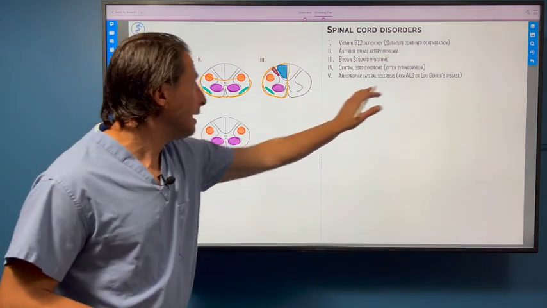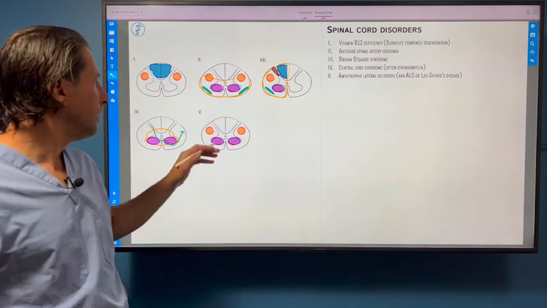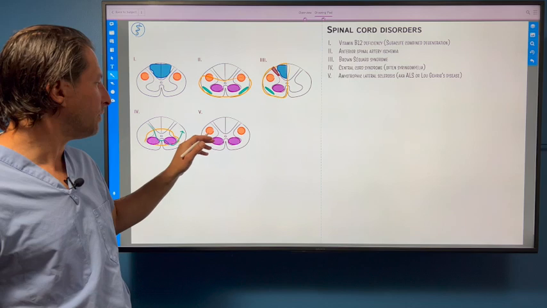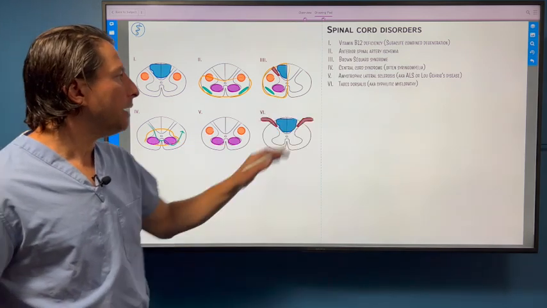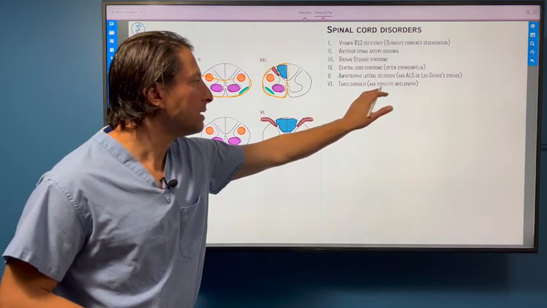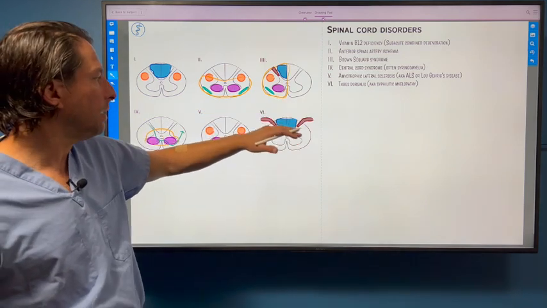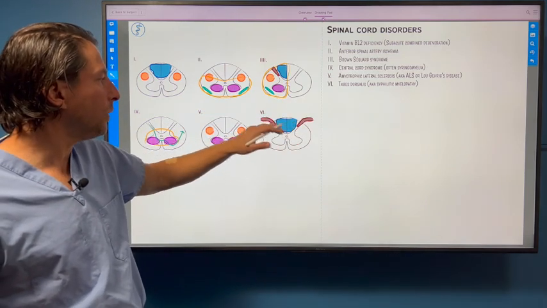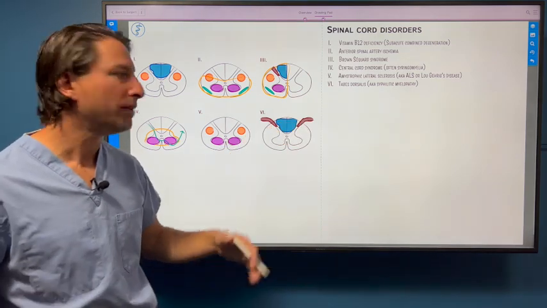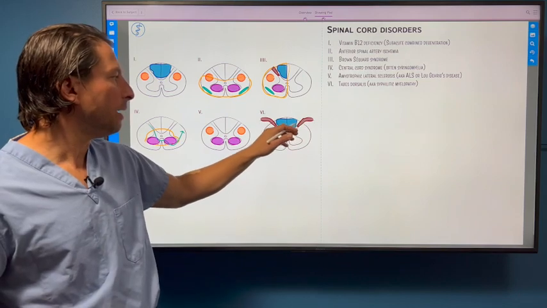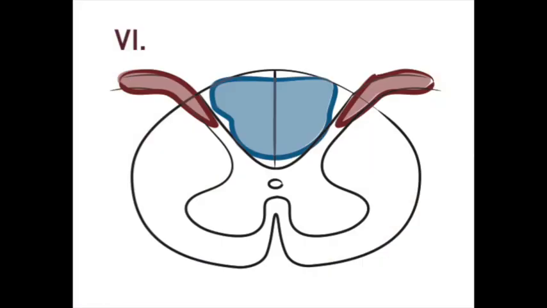Then in ALS, amyotrophic lateral sclerosis, this is a pure motor disease. So the corticospinal tract fibers are affected, and then the anterior horn cells are affected. Tabes dorsalis, also known as syphilitic myelopathy, affects this posterior region of the cord. It affects both the posterior column as well as these posterior nerve roots. Now, it's particularly painful because irritation, inflammation, abnormality of these nerve roots is very, very painful.